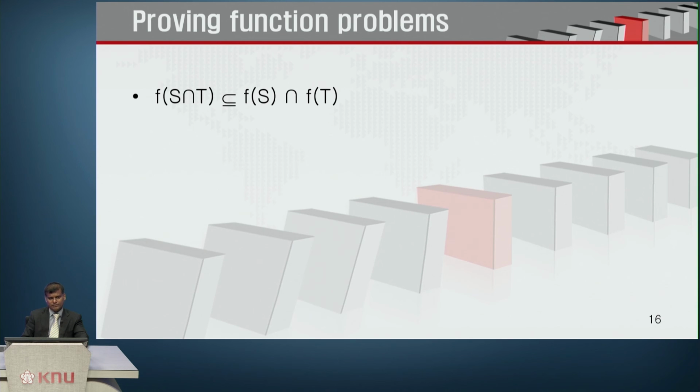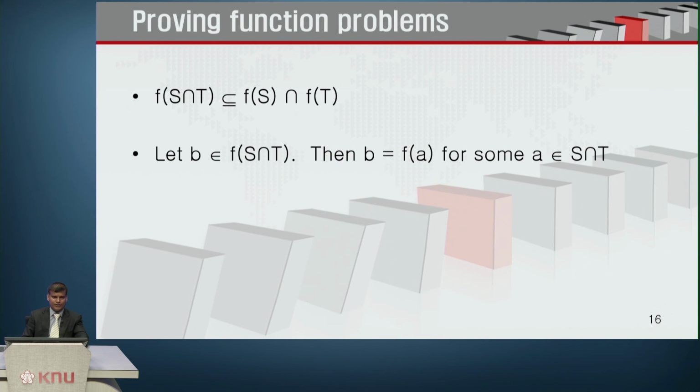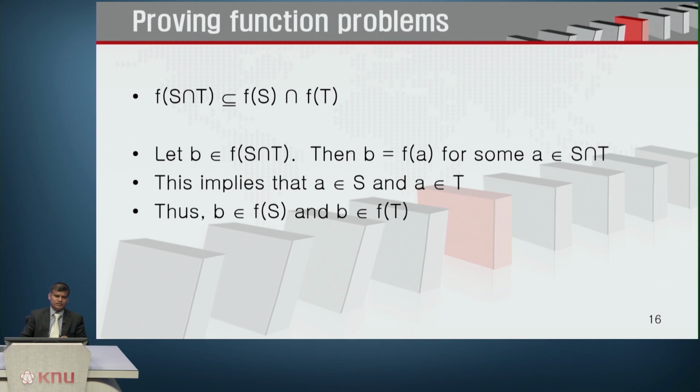And we have to prove function problems like f of S intersection T is a subset of f of S intersection f of T. The same methods we are going to use. Let B be an element of f of S intersection T, then B equals f of A for some A an element of S intersection T. So this implies that A is an element of S and A is an element of T, because it is an intersection, so it has to be part of both the sets. Thus B is an element of f of S and B is an element of f of T. So B is an element of f of S intersection f of T.